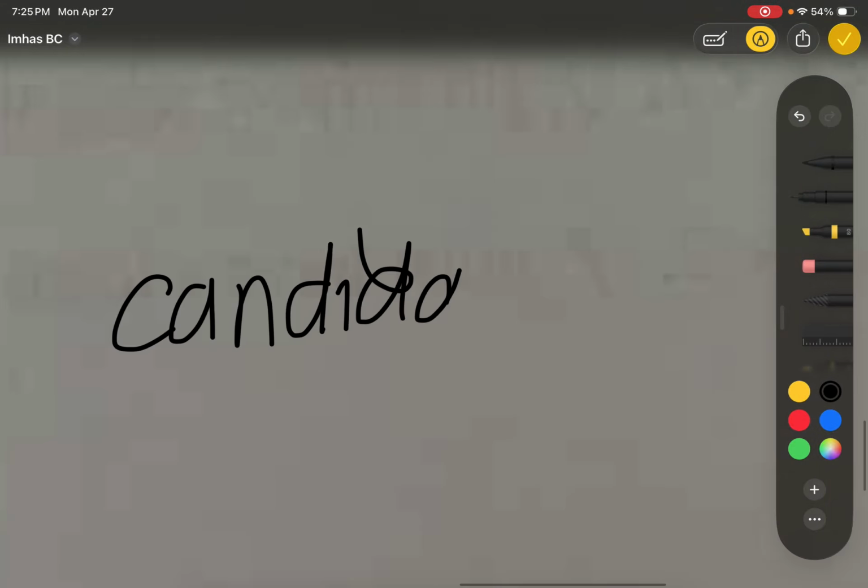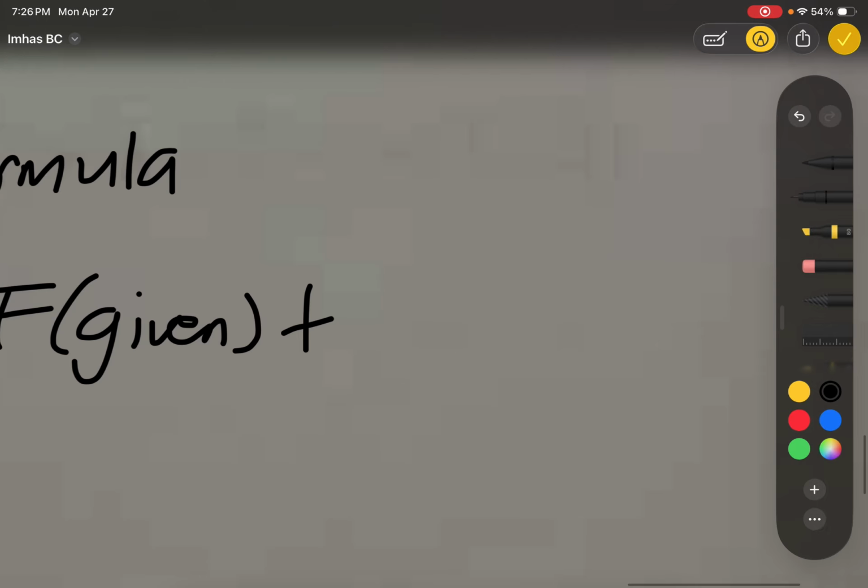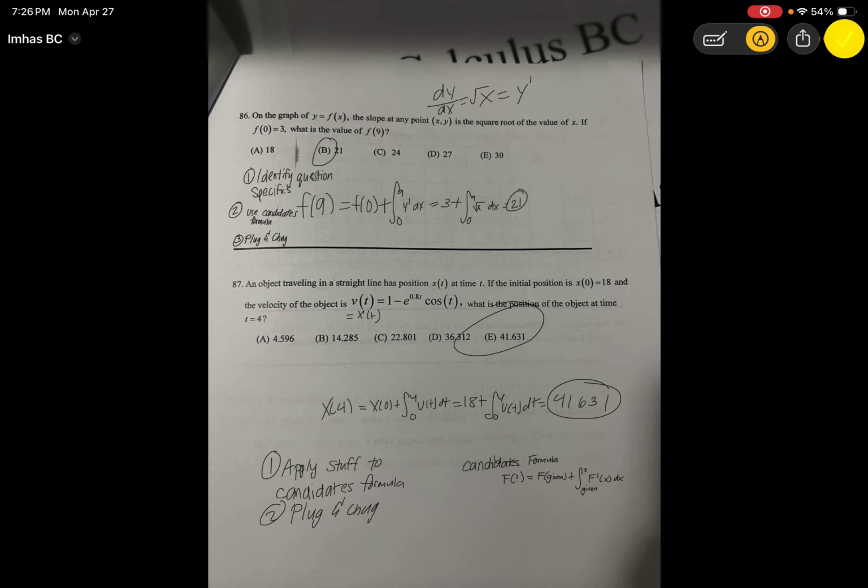So your candidates formula is going to be f of whatever you're trying to solve for is equal to f of given plus the integral from given to question mark of f prime of x dx. So that's the candidate's formula. Moving on to the bottom ones.